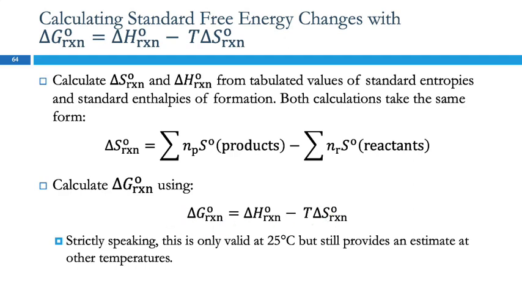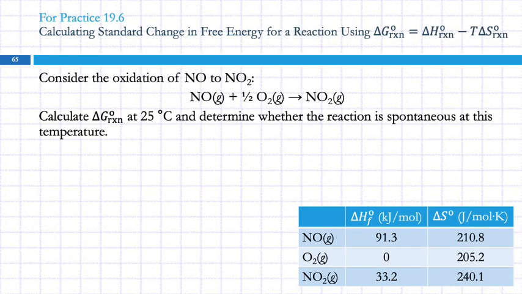Now, strictly speaking, this would only be valid at 25 degrees Celsius. But it's going to give us an estimate for other temperatures. It's not going to be crazy different at other temperatures. So let's do an example of this one. Consider the oxidation of NO to NO2. Calculate delta G at 25 degrees Celsius and determine whether the reaction is spontaneous at this temperature.